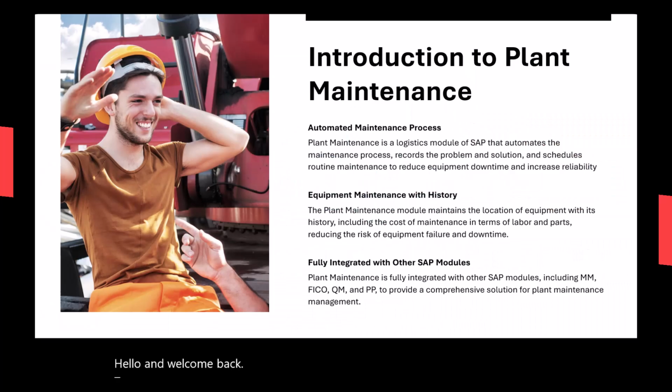Hello and welcome back. To get started, I would like us to start with a high-level overview of plant maintenance, also referred to as Enterprise Asset Management or EAM. Plant maintenance is one of the logistics modules of SAP that automates the maintenance process. It is a system or platform that helps in the recording of equipment breakdown, planning and scheduling work, and eventual recording of these activities to help in equipment reliability analytics.